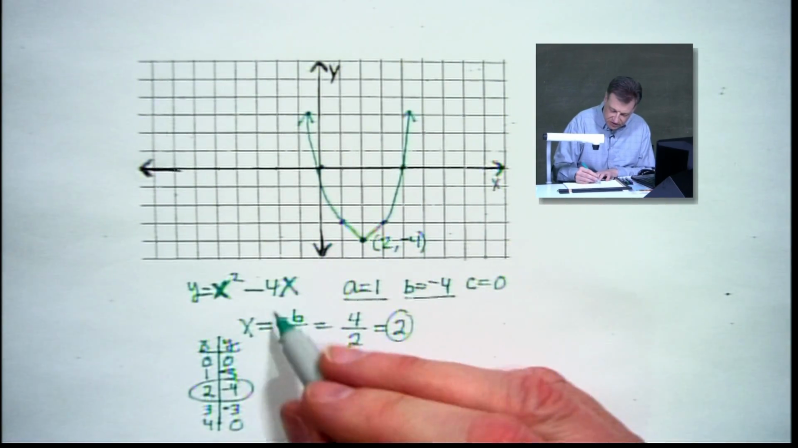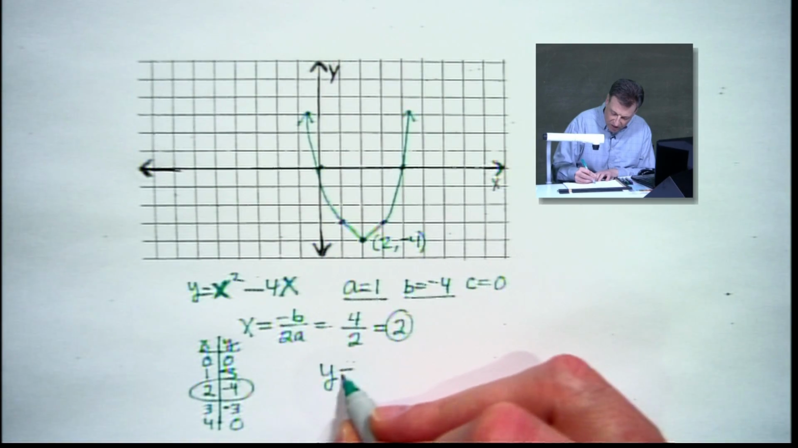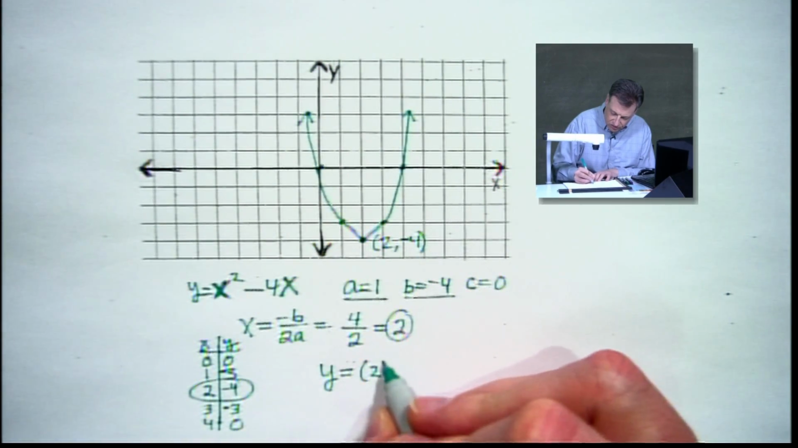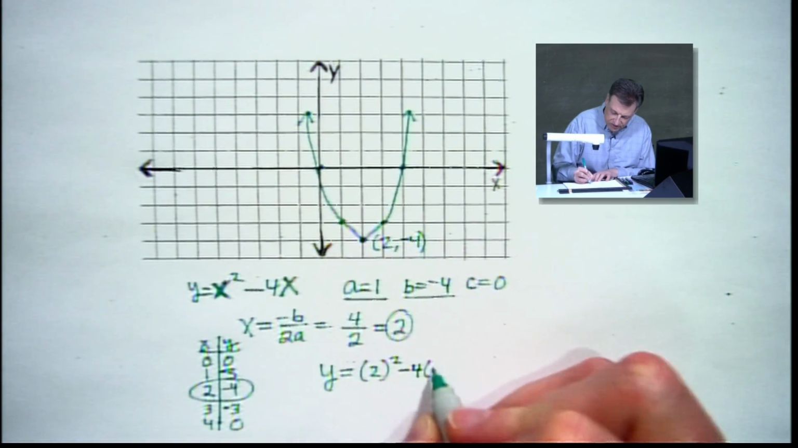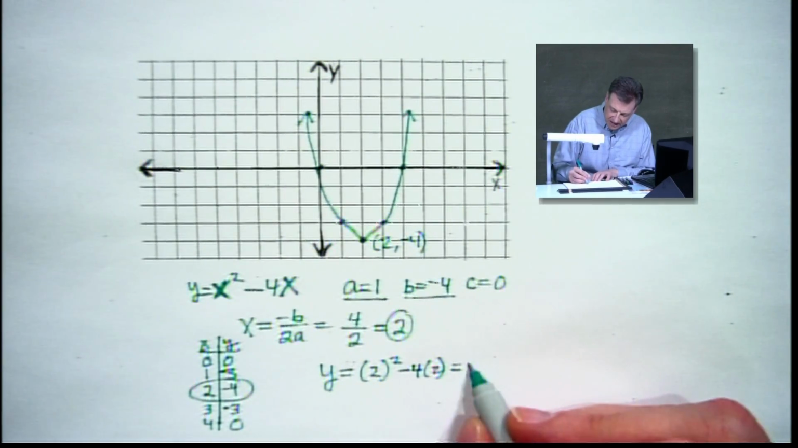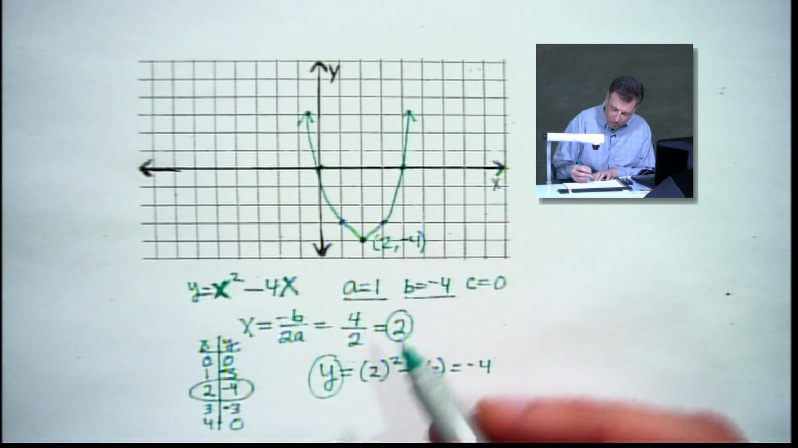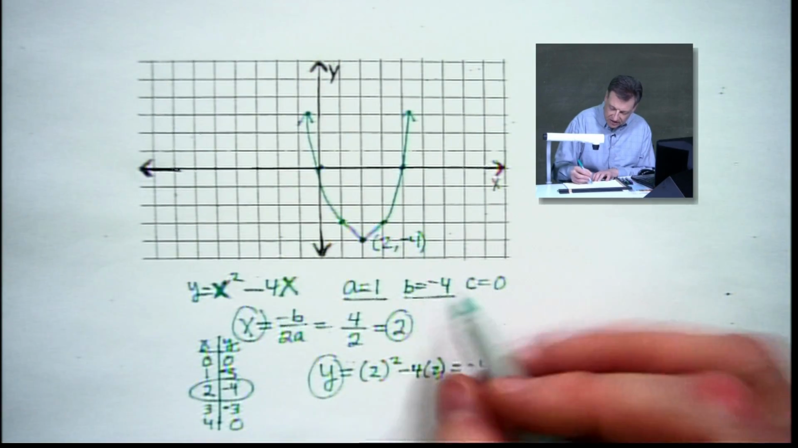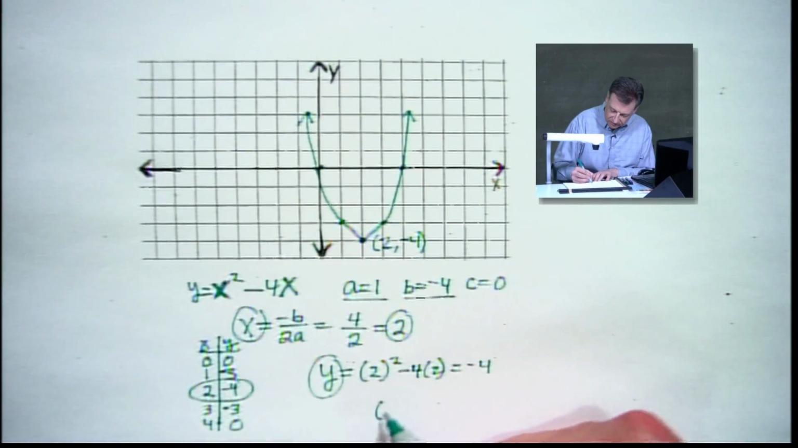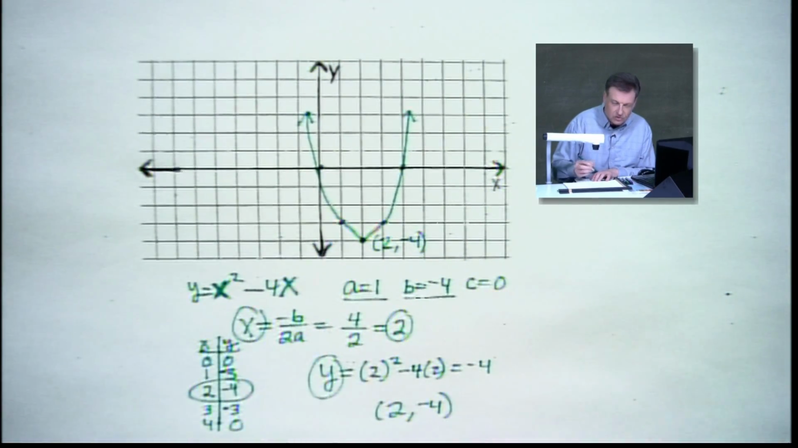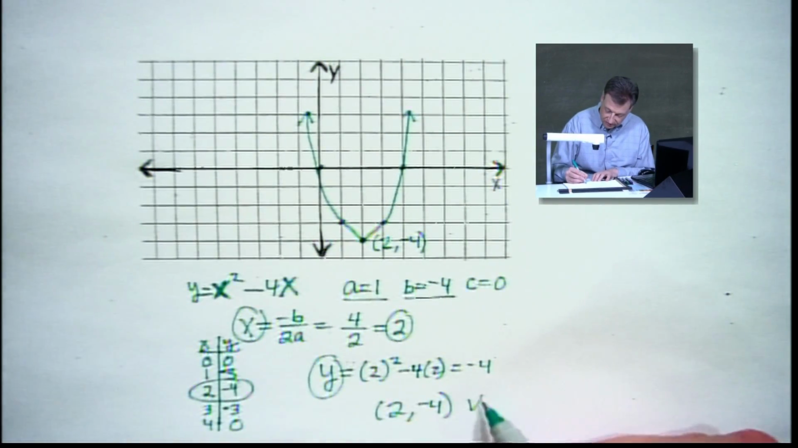Remember, we substituted in here. We said y equals 2 squared minus 4 times 2. That's where we got negative 4. So see, there's the y that goes with this x. Therefore, we get the point 2, negative 4. That's your vertex.